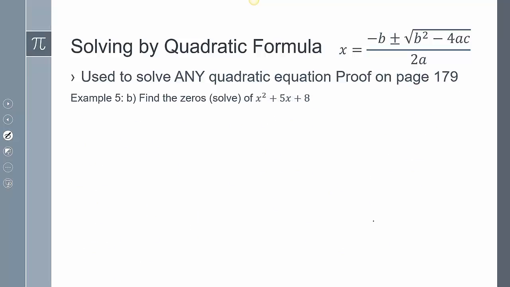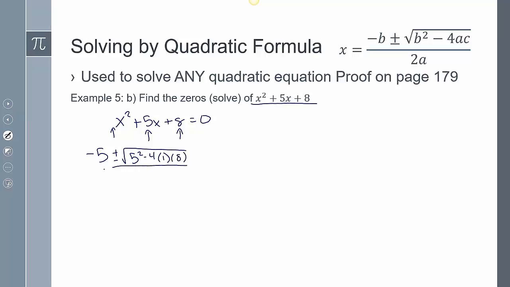Next example, I need to take this statement and set it equal to 0. So x squared plus 5x plus 8, set that equal to 0. So this is my A, this is my B, this is my C. So plugging everything in, I get negative B plus or minus the square root of B squared minus 4 times A times C all over 2 times A.